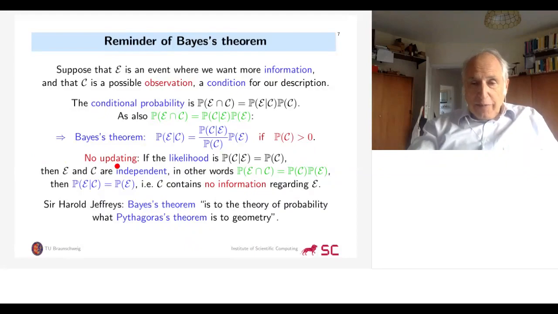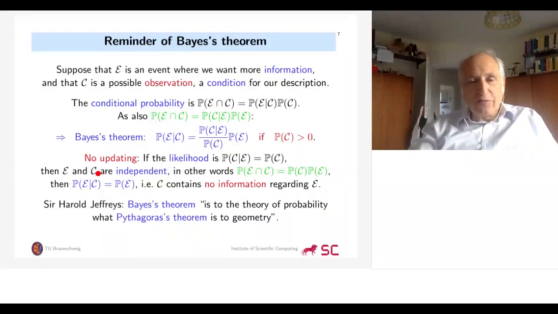Now there may be a case that there's no updating, that this is equal to this. For instance, this is equal to this. This happens if the likelihood is just the probability of C, because then this factor becomes 1 and nothing is changed. And this really means that these two events are independent. In other words, the probability of both of them being true is just the product of these two. P of C is here, and P(E|C) is just P(E) here.